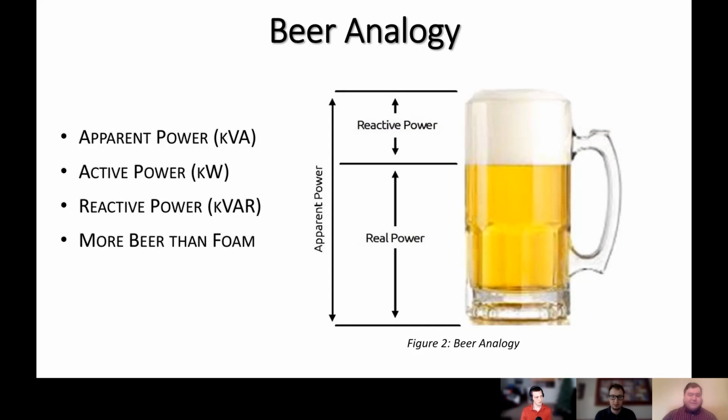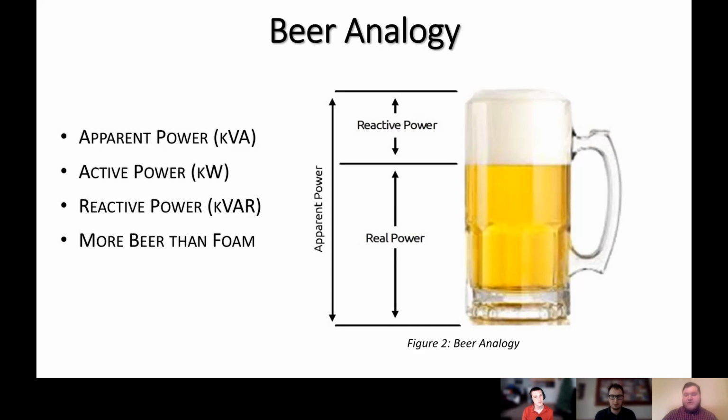Right there, we're like, I don't know, 2/3, right? And then reactive power is the unusable power, the kVAR. That's the foam, and that's what we don't want. No one wants to drink a mug full of foam. So obviously, the more beer, the better. We want more beer than foam.